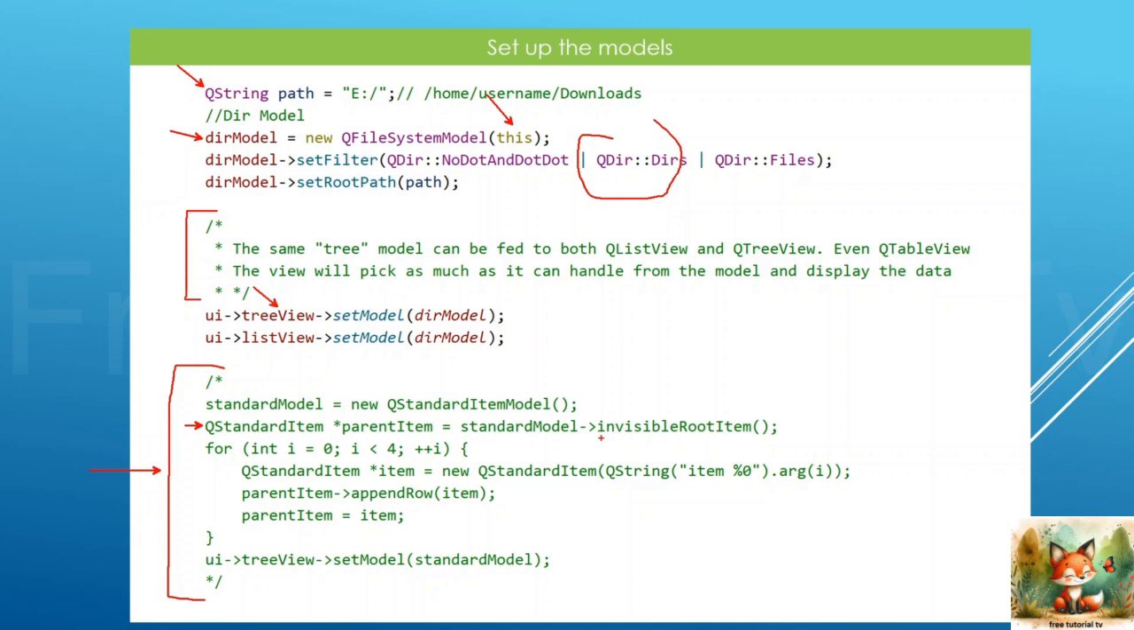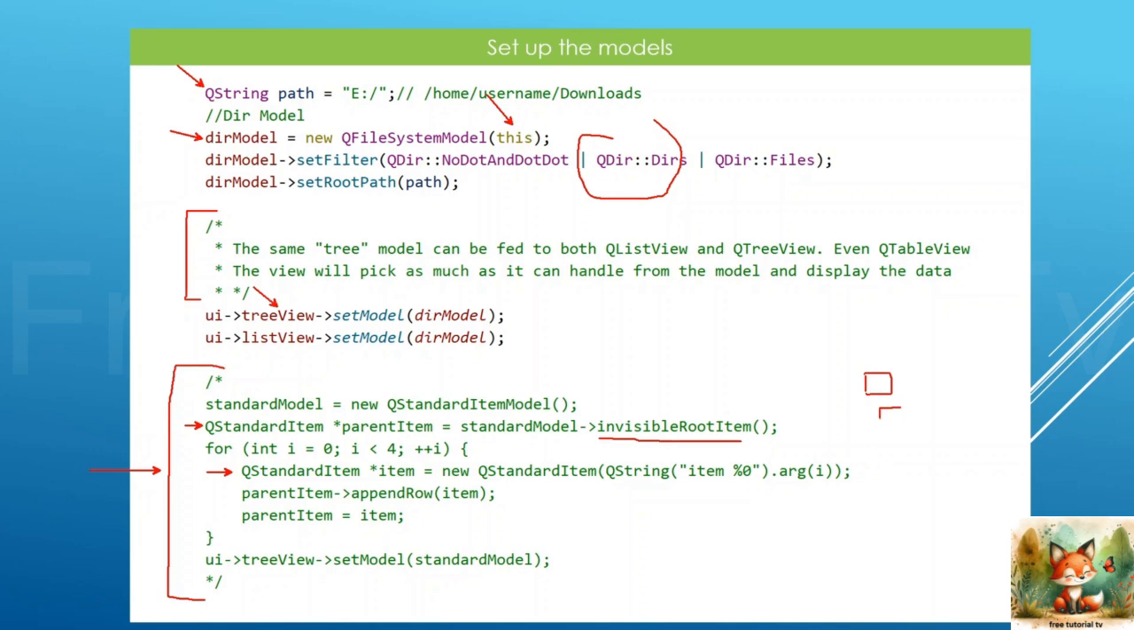Here we are calling the invisibleRootItem method from our standard item model, and this is going to be our parent item. That's what we do here. Then we're going to be looping from 0 to 4, creating new items, okay? Setting them as children of the root item. That's what we are doing here, and saying parent item equals the current item that we do here. So what this is going to give us is a nested list of items.